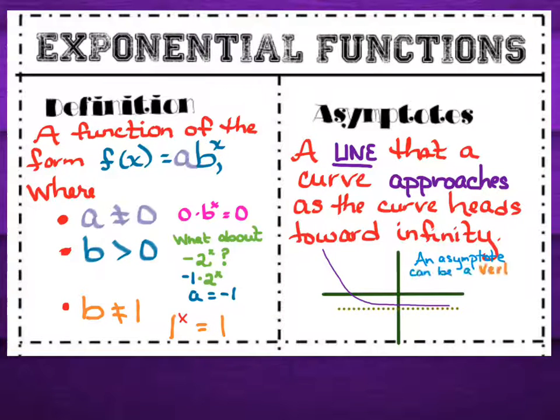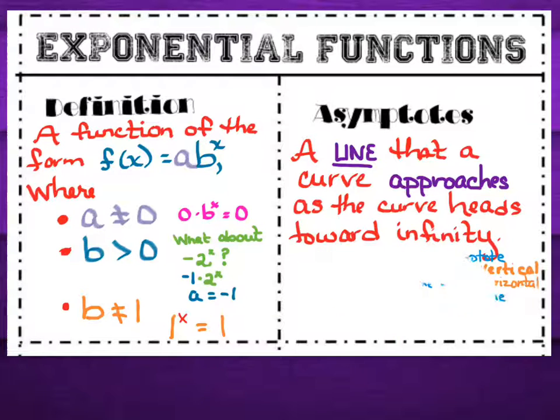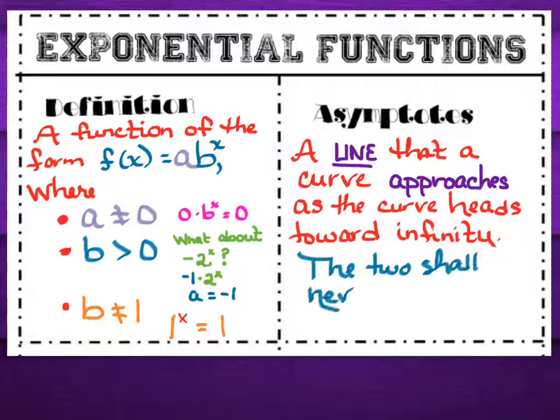Now an asymptote can be a vertical line or a horizontal line. In this case it was a horizontal line. Nonetheless, the two shall never meet. The line and the graph will never intersect. There are a few exceptions to this, but we will not study those cases in this course, so you don't have to worry about it, basically.